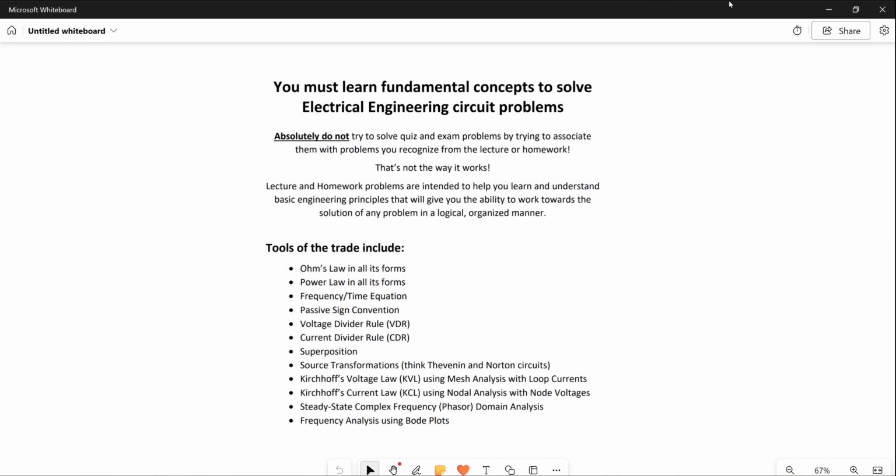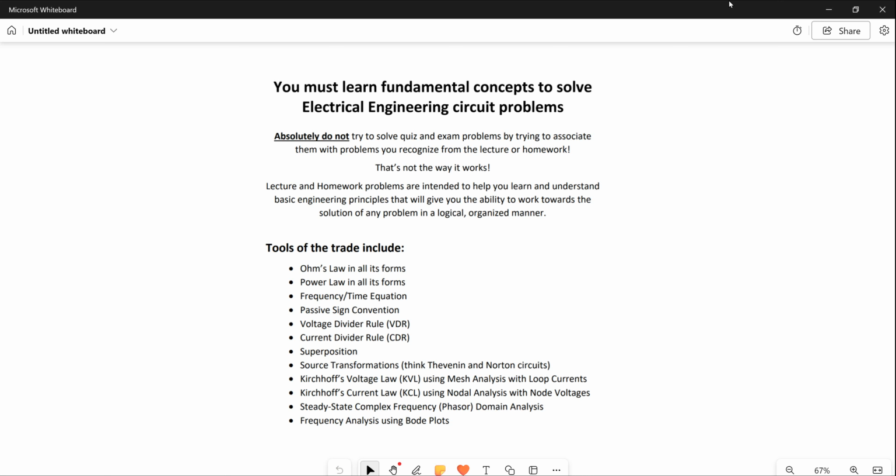Absolutely do not try to solve quiz and exam problems by trying to associate them with problems you recognize from the lecture or homework, because that's not the way it works. Lecture and homework problems are intended to help you learn and understand basic engineering principles that will give you the ability to work towards the solution of any problem in a logical, organized manner.